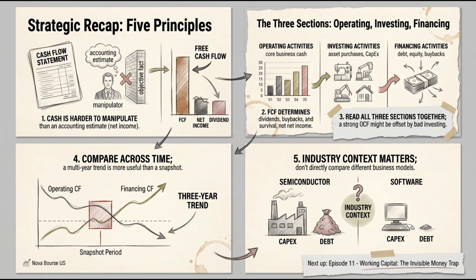Let's summarize the 5 principles of this episode. First, the cash flow statement is harder to manipulate than the income statement because cash is an objective fact. Second, free cash flow determines a company's ability to survive and reward shareholders, not net income. Third, always read all 3 sections together. A company might have strong operating cash flow but mask serious problems by borrowing excessively in the financing section.